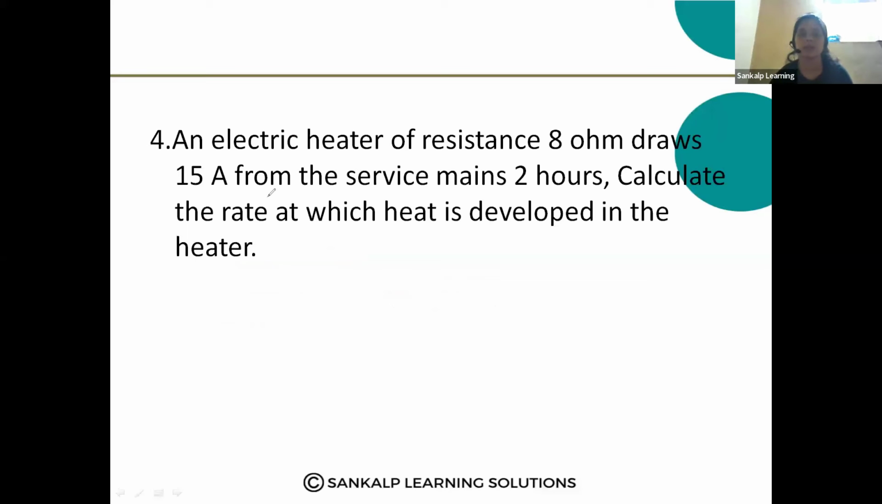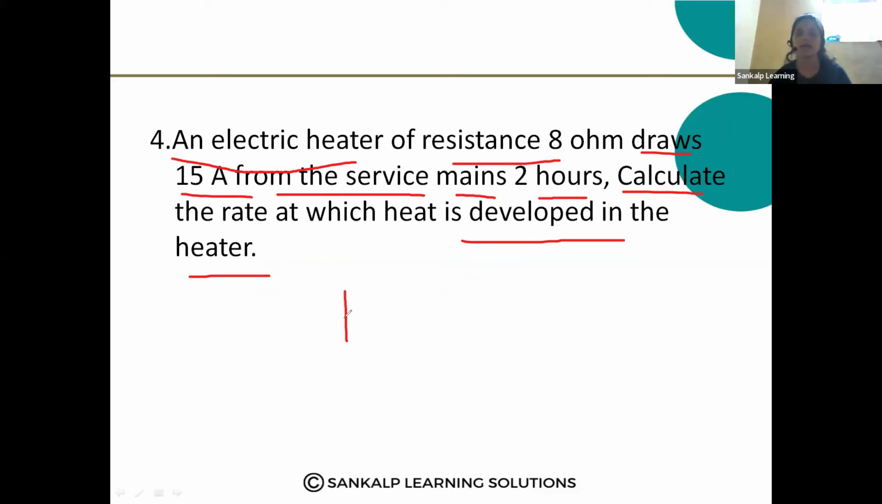So here next question is, an electric heater of resistance 8 ohm draws 15 ampere from the service mains for 2 hours. Calculate the rate at which heat is developed in the heater. So you have to calculate heat developed, H you have to find out.